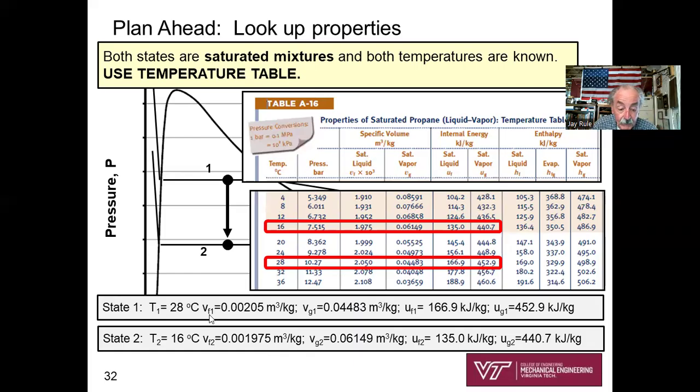So I'm going to write down VF and VG at 28 degrees C. And I'm going to write down UF and UG at 28 degrees C. So it's 4 numbers at 28 degrees. And I'm going to go to the lower temperature, 16, and do the same thing. Write down 4 numbers, specific volume of saturated liquid, saturated vapor, and internal energy, saturated liquid, saturated vapor.